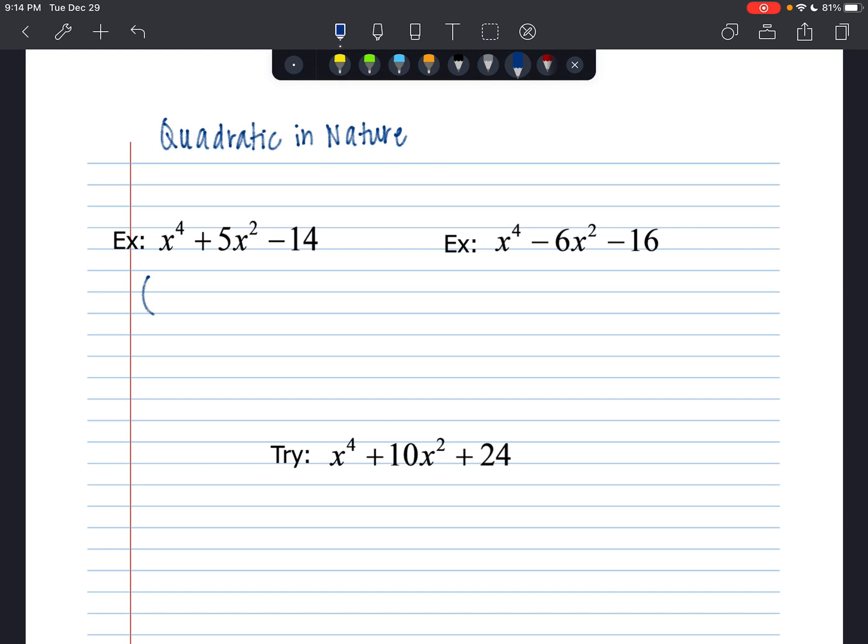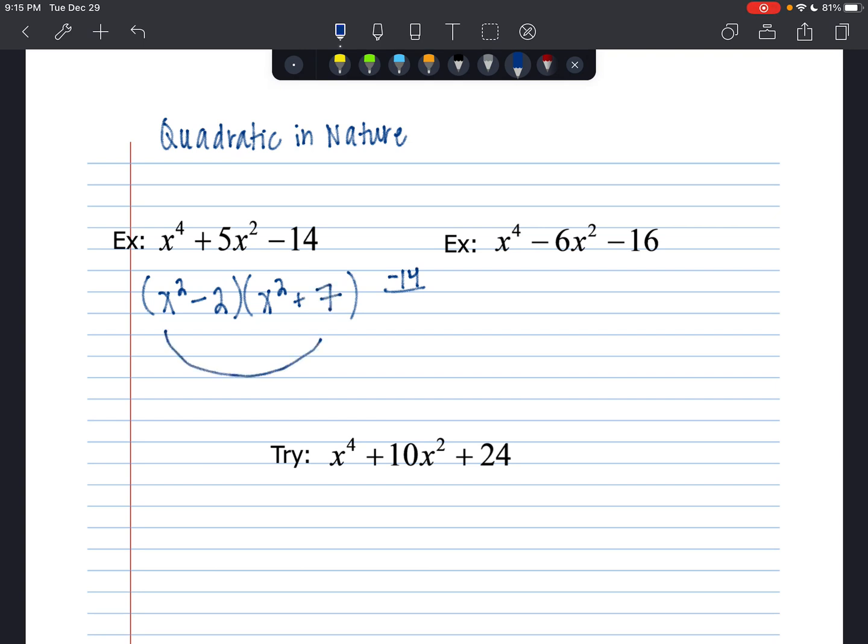I'm going to start by writing two binomials. And I'm going to say, how do I get back to x to the fourth? Well, that's x squared times x squared. And then we have to look to see how to get back to negative 14. Well, that's going to be a positive times a negative, and I need a combination that's going to give me a positive 5. So that's going to be negative 2 and positive 7.